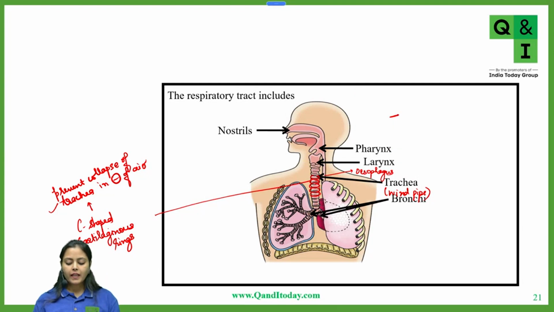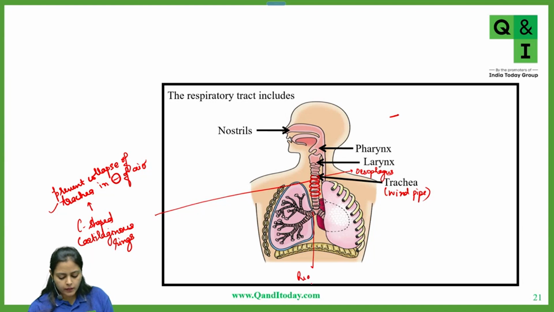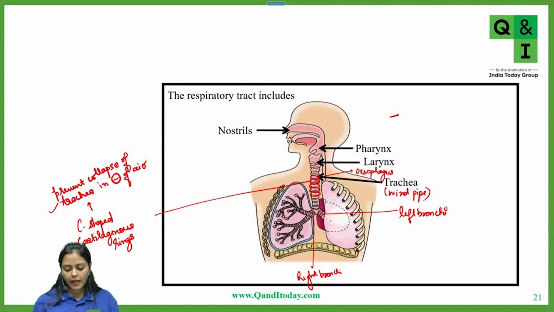Now this is your trachea. The trachea gets divided into two parts. Now this is the right lung, so this will be the right bronchus. The trachea now divides into the right bronchus and the left bronchus. Bronchi are the major branches which are arising from the trachea.